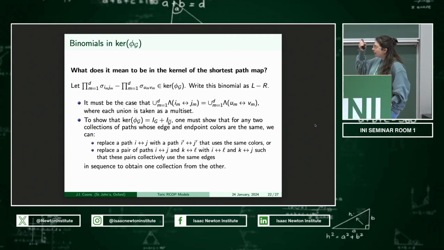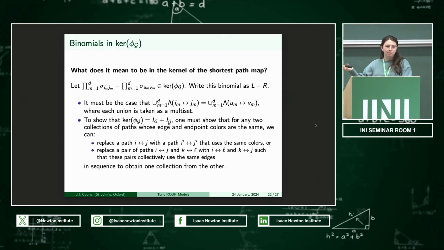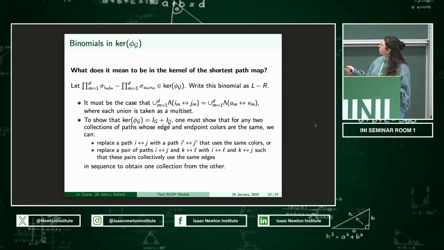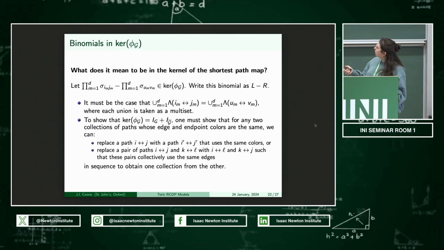What does it mean to have something in the kernel of the shortest path map? Okay, so I have some binomial. It's in the kernel of the shortest path map. So maybe I'll write this as capital L minus capital R.